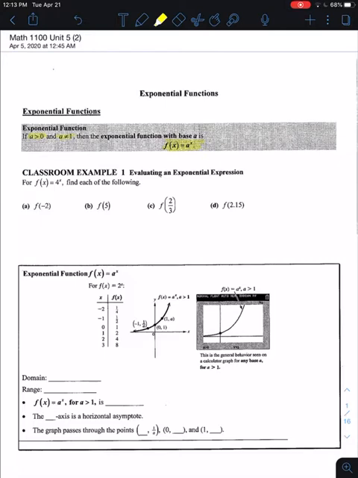The way that you know that you're dealing with an exponential function is if you have a variable x as an exponent. So whenever you see the variable x in your exponent, you know that you're dealing with an exponential function.